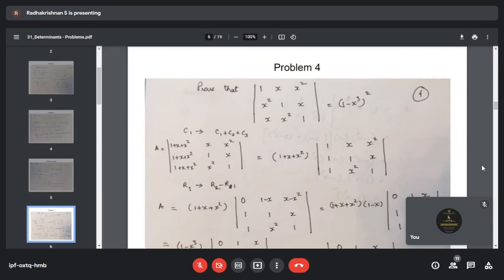I did it another method. There can be multiple methods. What I did is R1 transforms to R2 minus R1. In the upper first row I did 0, 1 minus x, x minus x square. That is the way 1 minus x can be taken out. You can do it in multiple ways. In maths you have to just think and see. This is our goal. We have to take out 1 minus x. So how can we do that? There can be multiple ways.